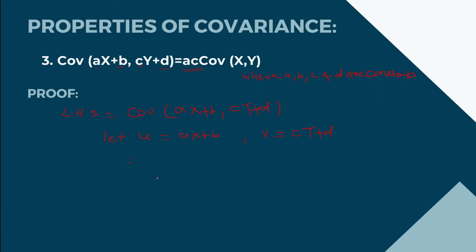Therefore, by the properties of arithmetic mean, we know that the mean of u, u bar, is equal to a x bar plus b, by the property of effect of change of origin and scale, which we have already learned in the measures of central tendency. If students want to refer to that lecture, then click on the i button at the top right corner of the screen, and the link of that playlist is also mentioned in the description box. Similarly, the mean of v, v bar, is equal to c y bar plus d.